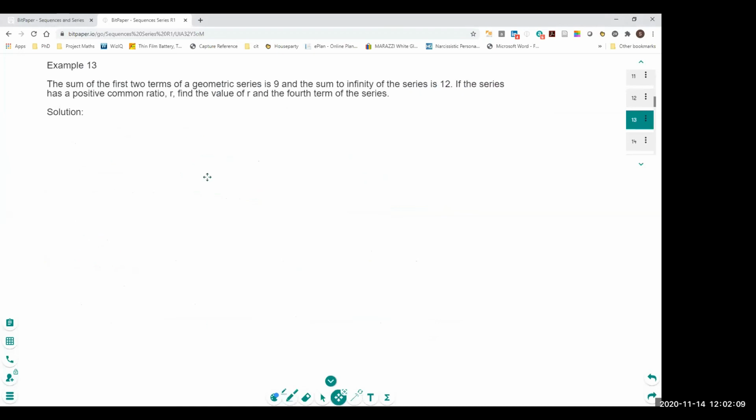The sum of the first two terms of a geometric series is 9, and the sum to infinity of the series is 12. If the series has a positive common ratio r, it has to have if it's a geometric series, find the value of r and the fourth term of the series.